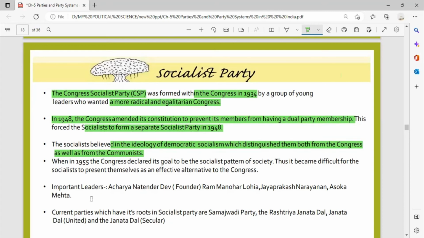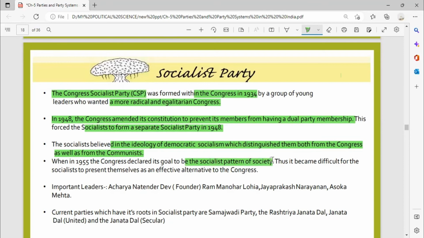Now, in 1955, the Congress declared its goal to be a socialist pattern of society. What happened? Congress thought, let me take their plank, and it snatched the ideology of the Socialist Party, which was democratic socialism, and declared that its goal was to become a socialist pattern of society. Thus, it became difficult for the Socialist Party to survive.